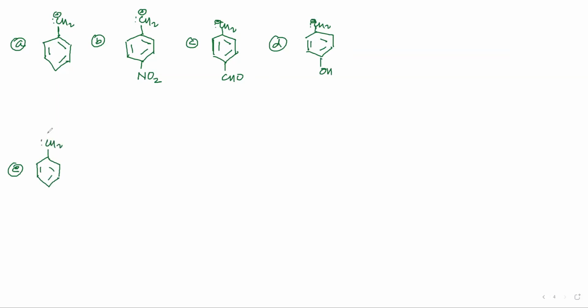E, CH2 and OCH3. F, CH2 and CH3. I can put CH2 negative, and here there is CH3. G, CH2 negative, and Cl. Okay. Now try this one.